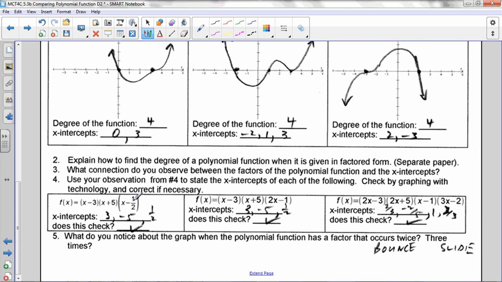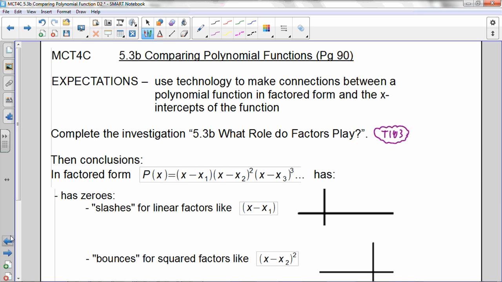Now, of course, what we want to be able to do is be given a function like this and then be able to graph it without a calculator, right? We're not going to have a calculator forever, so we want to be able to do this without a calculator, and that's the goal. So what were we supposed to get out of that activity, that investigation?